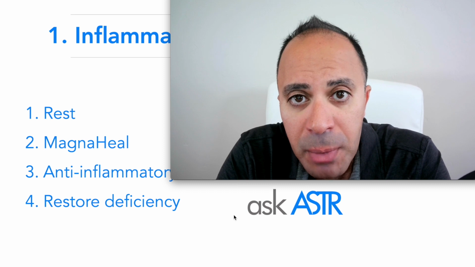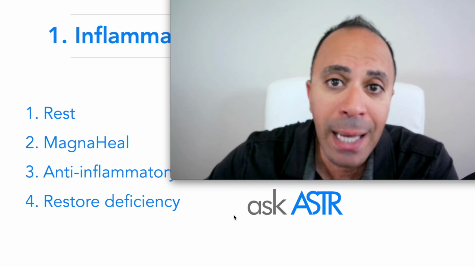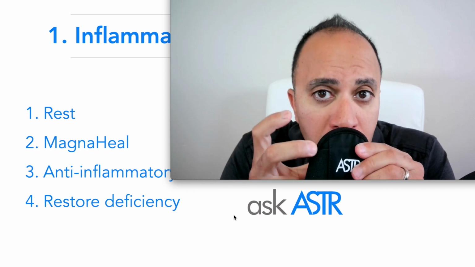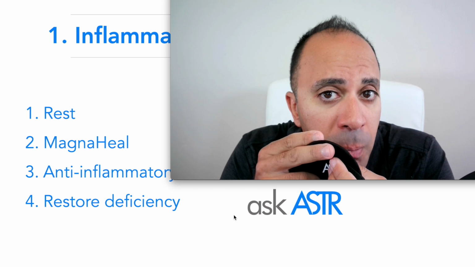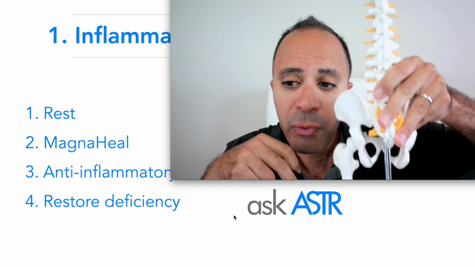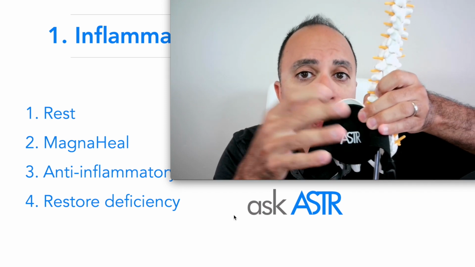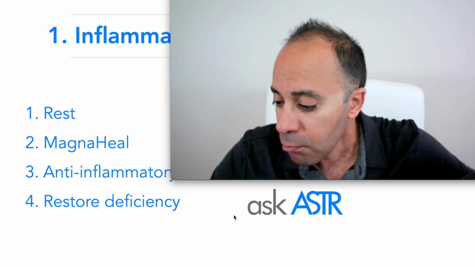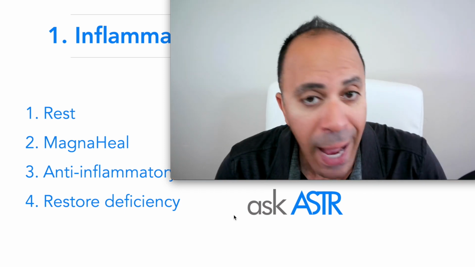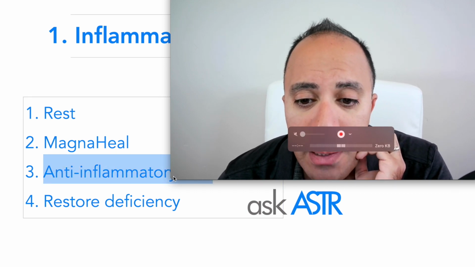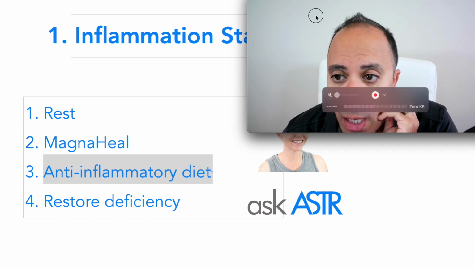For moderate to severe inflammation, what I personally use is the Magna Heal 2, and the range of the magnetic field is about 3 inches, so it can go 3 inches deep in the body, and that's what I use in the piriformis area. Just put it right on that area to decrease the inflammation. At the same time, I put my patients on an anti-inflammatory diet because some foods actually cause internal inflammation in the body.